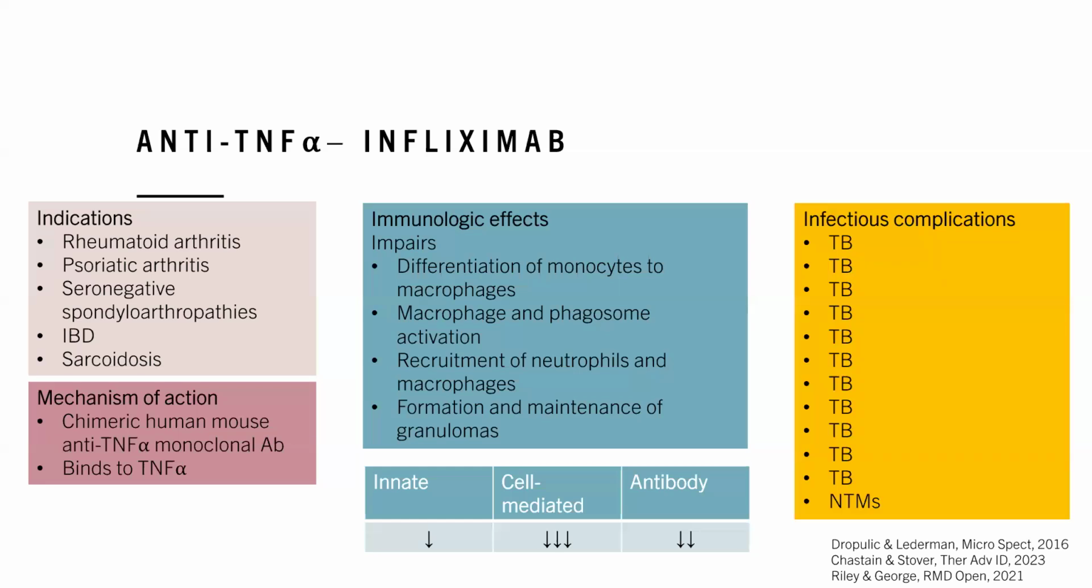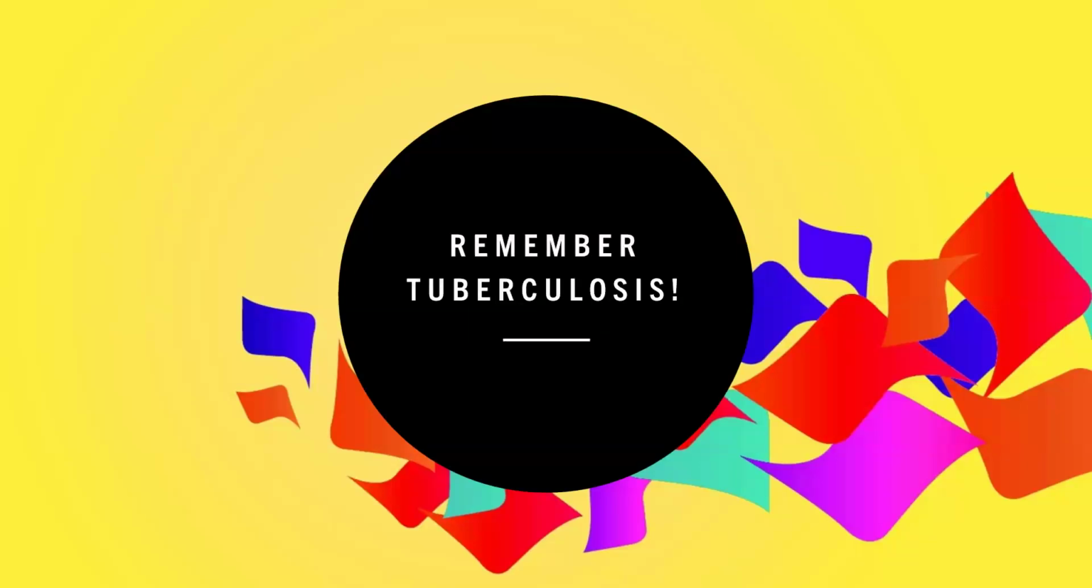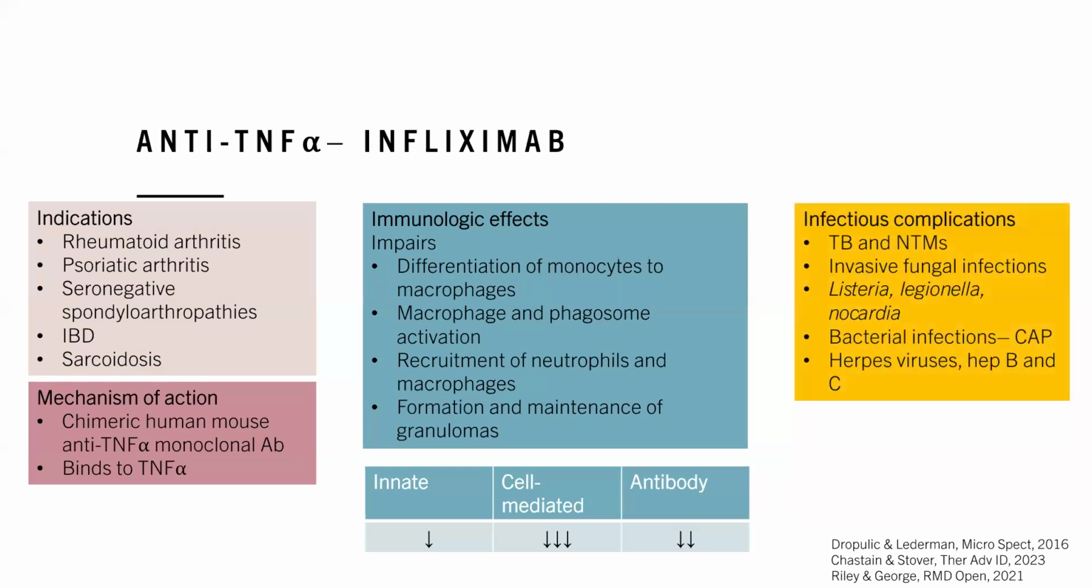And the infectious complications are really TB. This is the one thing you must really remember. And if I haven't said it already, you should remember TB for anti-TNF alpha. Of course, there are some other risks as well. When you think of TB, you've also got to think of other mycobacteria, and other intracellular bacteria, things like Listeria, Legionella, Nocardia as well. Along with that comes invasive fungal infections.